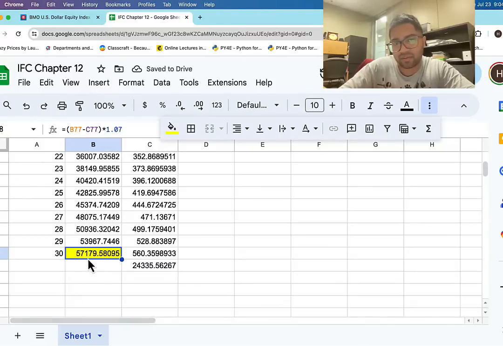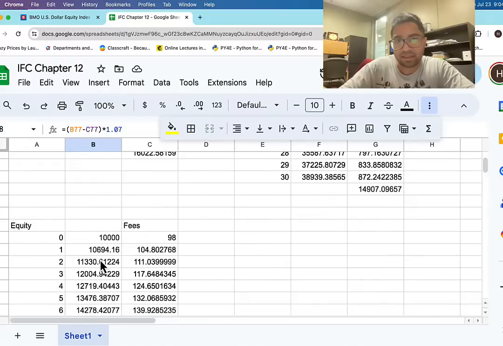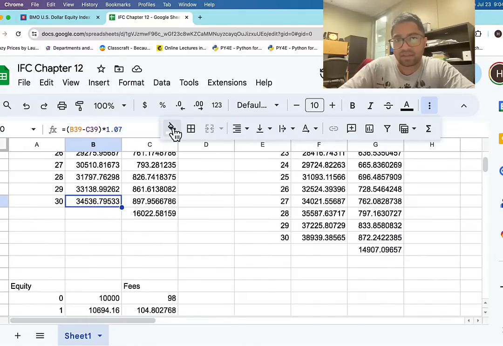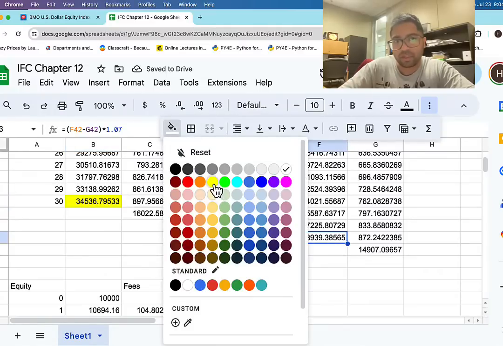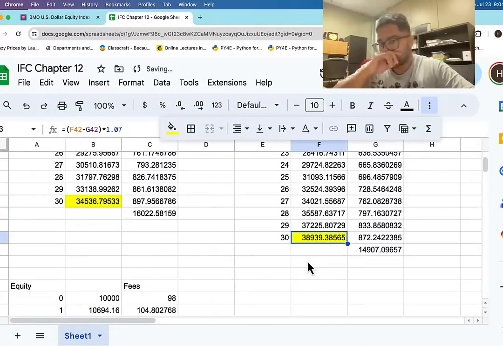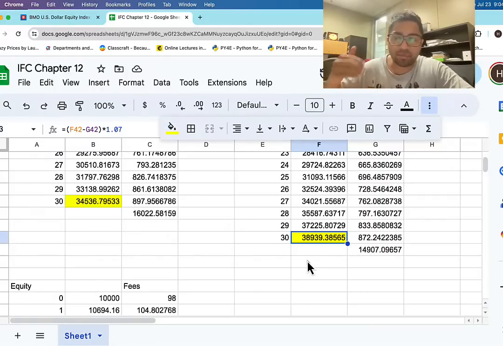So the index fund gives you $57,000 in 30 years. This gives you $30,000 because fees by themselves are $16,000, and this gives you $38,000. So if you believe that markets are efficient, it is better to go with an index fund.